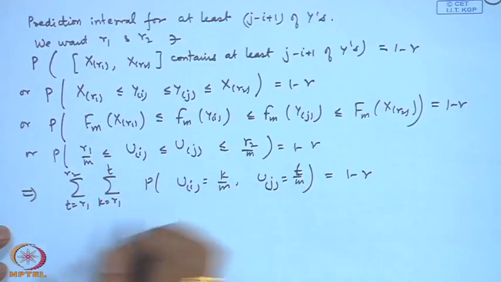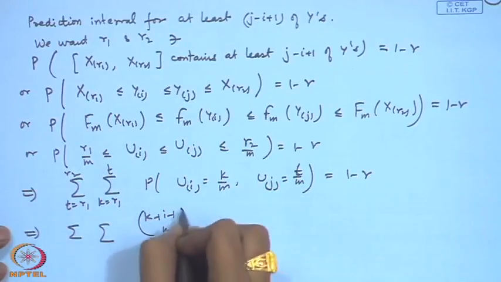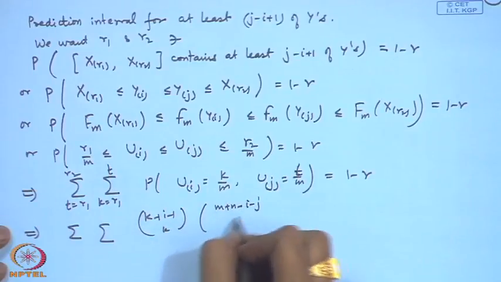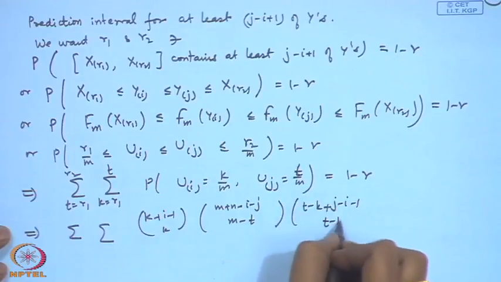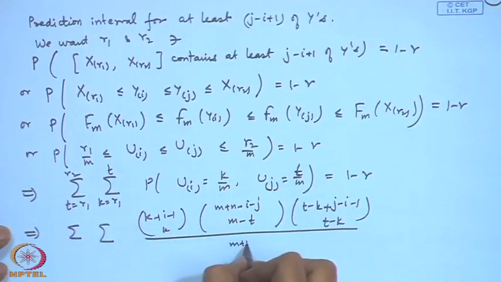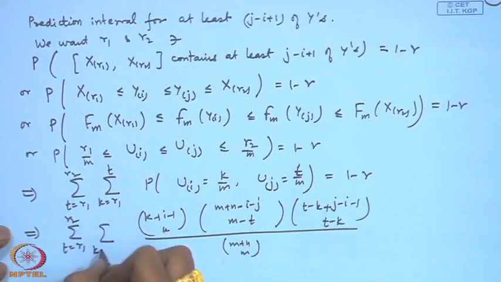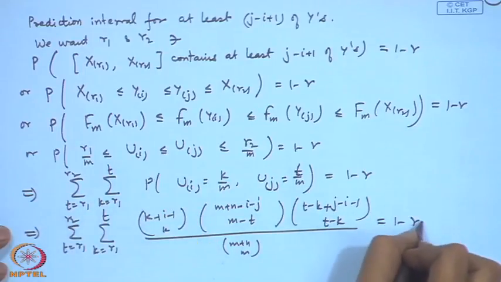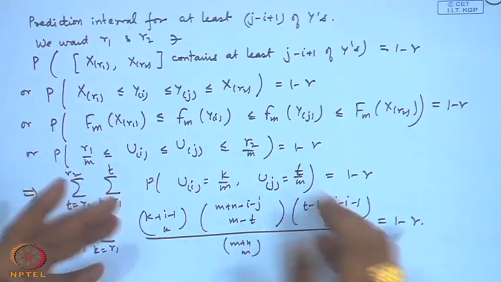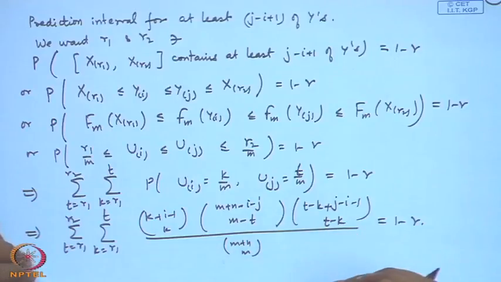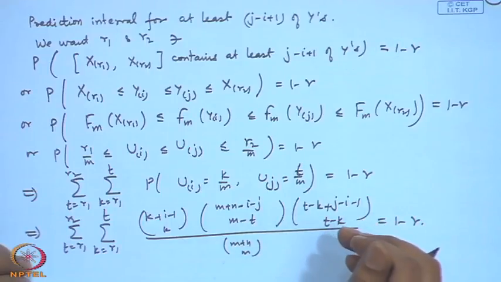The joint distribution of u_i and u_j has been obtained. So it is nothing but (k+i-1) c k, (m+n-t-j) c (m-t), (t-k+j-i-1) c (t-k), divided by (m+n) c m, with t equal to r1 to r2 and k equal to r1 to t, that is equal to 1 minus gamma. This is the bivariate hypergeometric type of term here, and once again from the tables of factorials or the tables of bivariate hypergeometric, this can be evaluated.